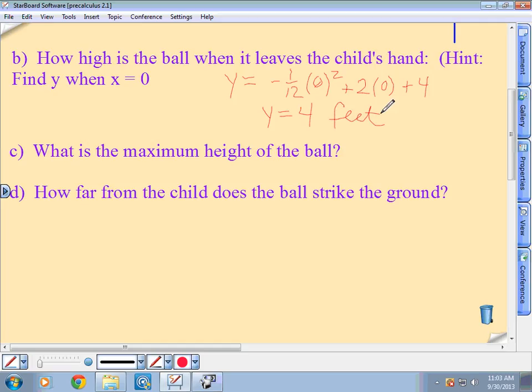So the ball starts off 4 feet off the ground. Okay, so now that's okay. The next part gets a little trickier. So now what is the maximum height of the ball?